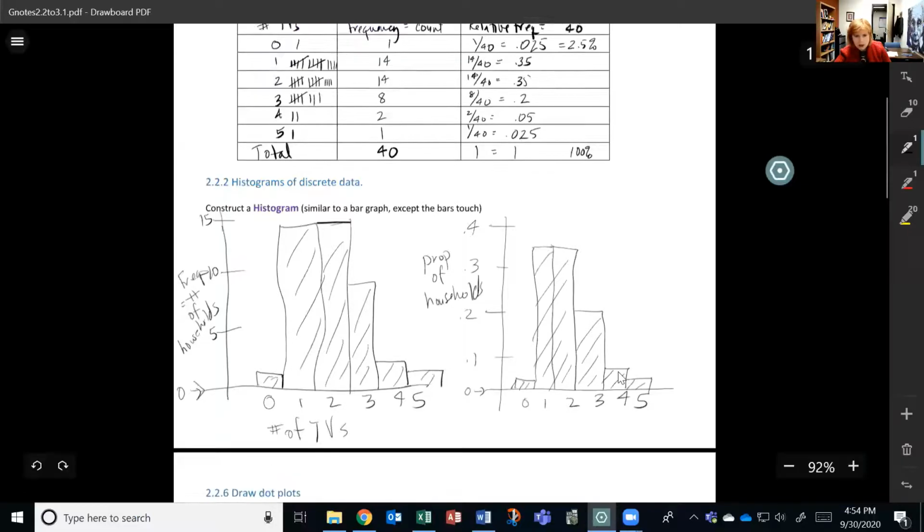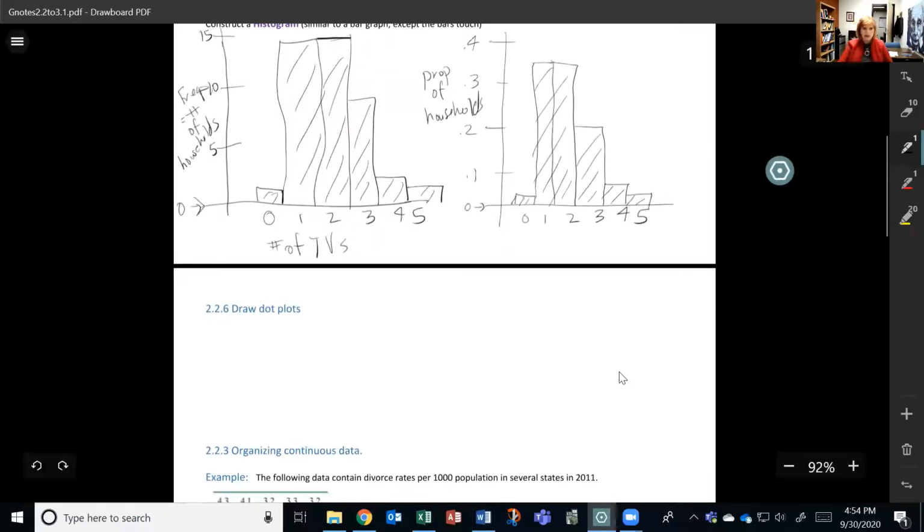Another plot that's very similar to this is called a dot plot. With the dot plot, you basically put a dot for each observation. So over here again, there's my 15, there's 10 and 5. I'm going to put a dot, and I'm going to put them on top of each other. I'm still going to have my 0, 1, 2, 3, 4, and 5. There was one house that had 0, so I'm going to make a dot there.